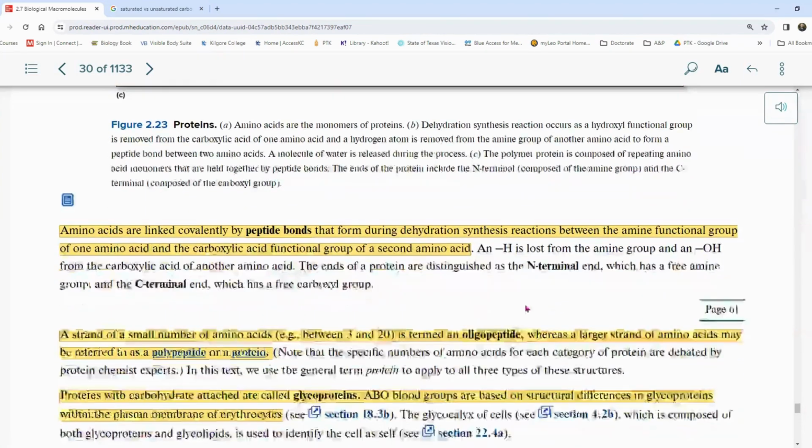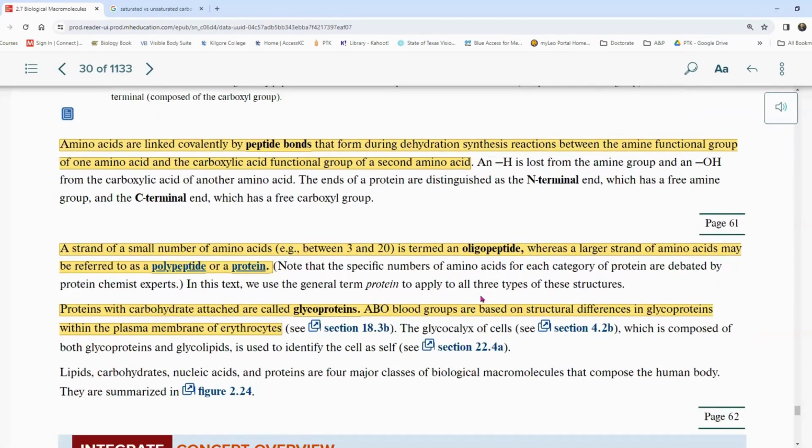A small strand of amino acids, usually between 3 to 20, is termed an oligopeptide, whereas a larger strand of amino acids is referred to as a polypeptide or a protein.